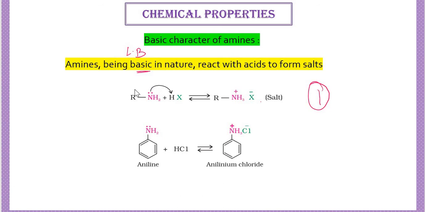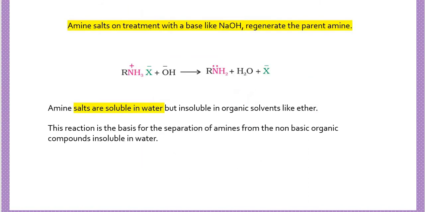And how can we see it? Because it reacts with acids like HCl to make a salt. You know, we have done this reaction: acid plus base gives salt plus water. So since it reacts with acids to give salt, this proves that it is a base. And what kind of base is it? It is a Lewis base. Why is it a Lewis base? Because it is electron rich.